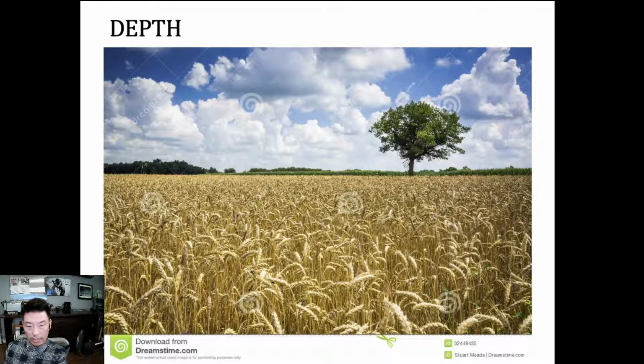Here's another example of depth. Foreground, middle ground, and then it just keeps going. We can't really see the end. And we have like a rule of thirds where the tree is placed, right? The horizon isn't quite in the center. It's a little off center. And we got a lot of texture here and patterns, right?